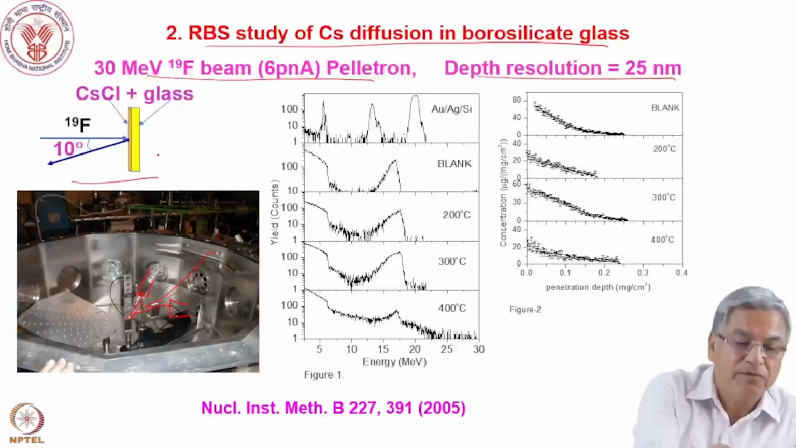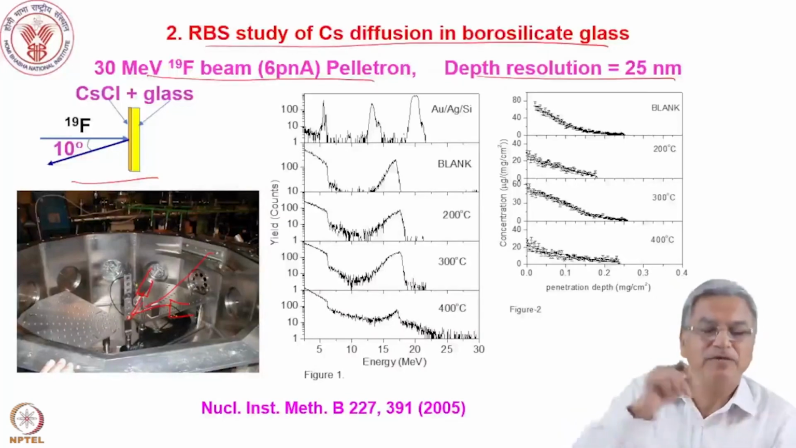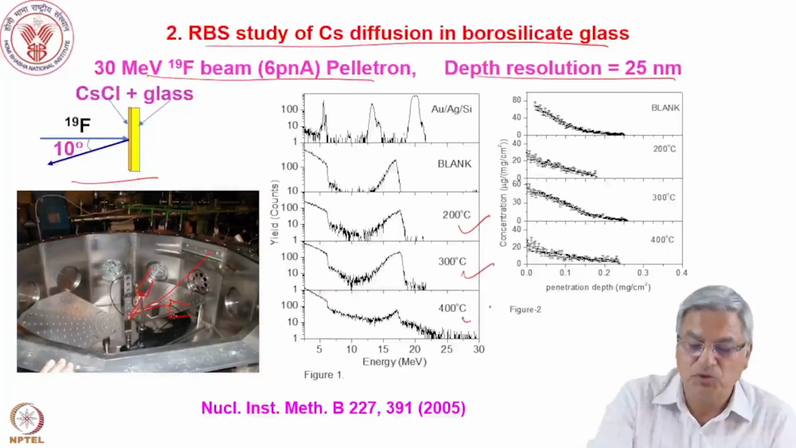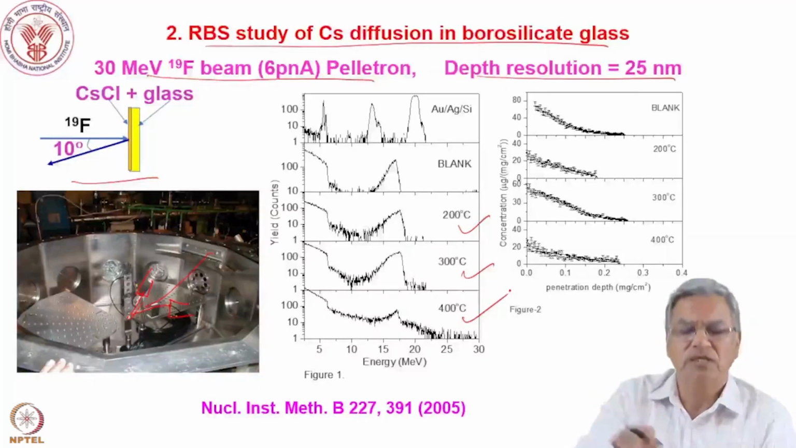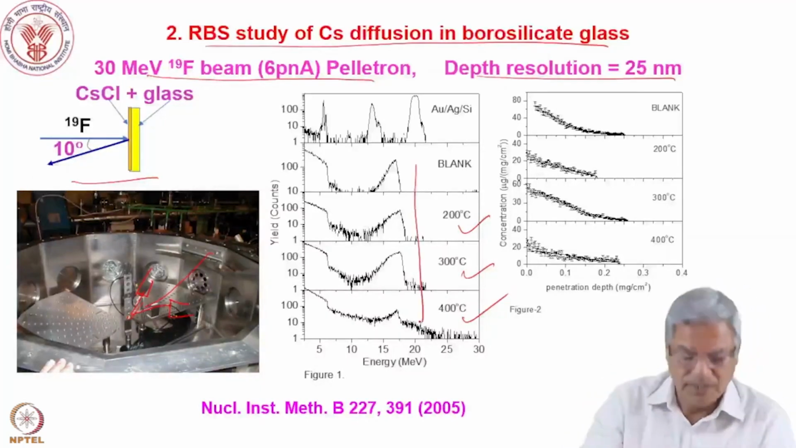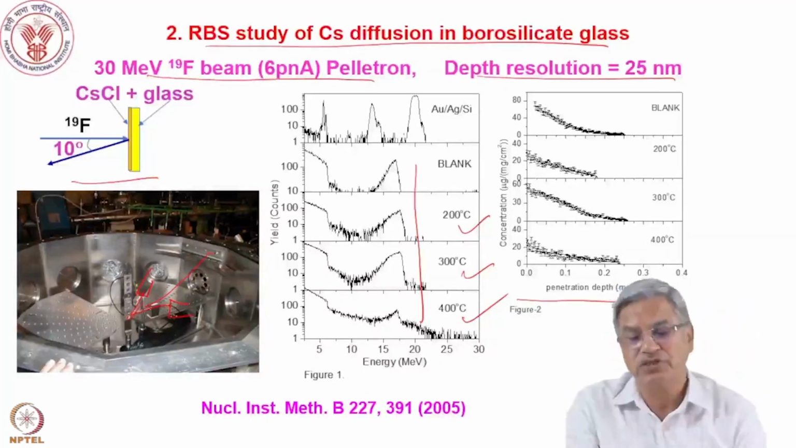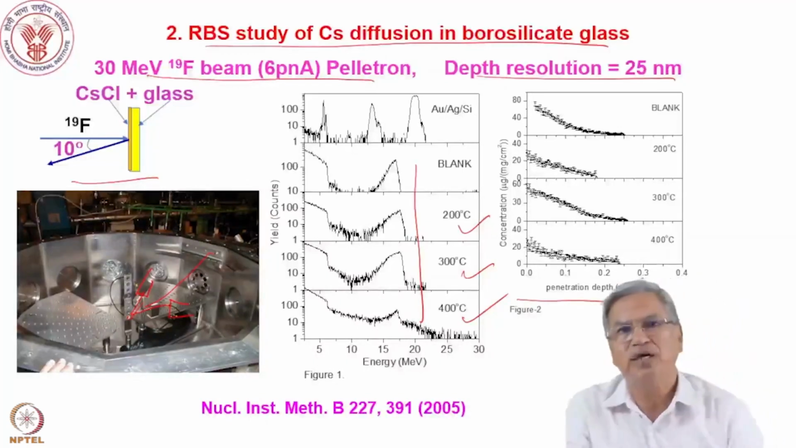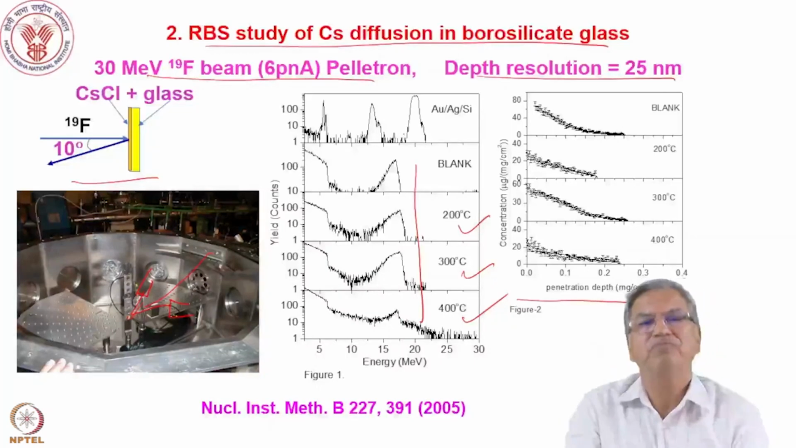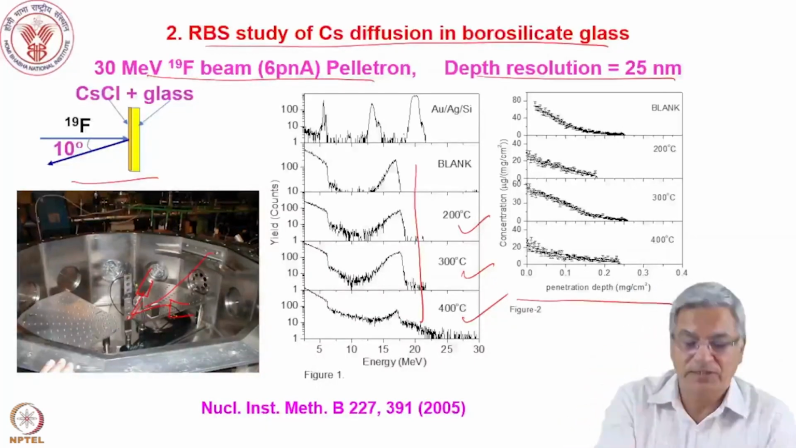So you have a glass sample, and on the surface we have cesium chloride evaporated. Then after the evaporation, you anneal this sample at different temperatures. At different temperatures, the cesium will go in depth, and you are studying to what depth it has diffused. So this depth profiling of cesium can be done using RBS, and then you analyze it. This is the RBS spectrum, and this gives the penetration depth versus cesium concentration, and the analysis of this gives you the diffusion coefficient of cesium in the glass. These data are useful in subsequent analysis.